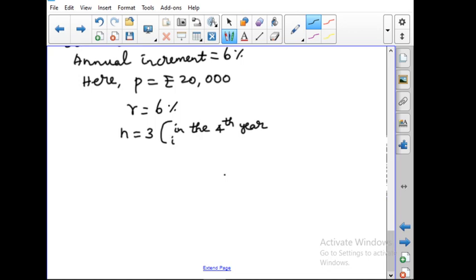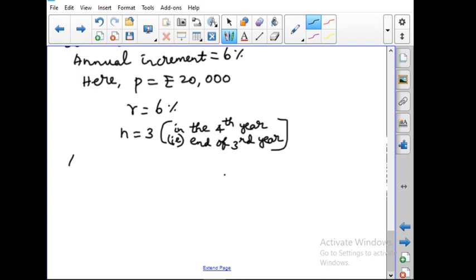In the fourth year, that is equal to what? That is the end of the third year. In the fourth year means that is what? End of the third year. So we have to consider here n equal to 3.